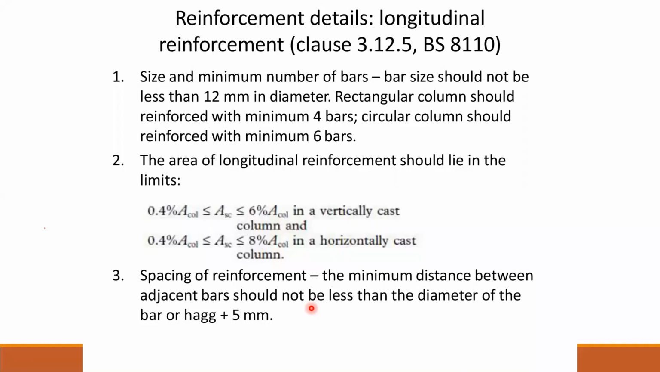So what do we mean by horizontally cast? If the columns are made out of pre-stressed or pre-cast elements, then you can go for this one. Yesterday, as you remember from the previous lecture on beam design, it will be a much lesser amount. The minimum reinforcement is 0.13% and the maximum is 4%. Here the columns can go up to 6% to 8% without any problems. But for vertically cast columns, 6% is the maximum allowable.